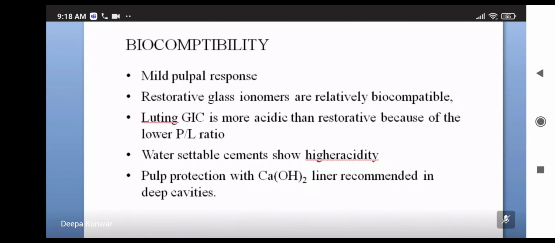Okay, then when we go to the luting, it has a thin consistency, less viscous, so it will have more setting time.